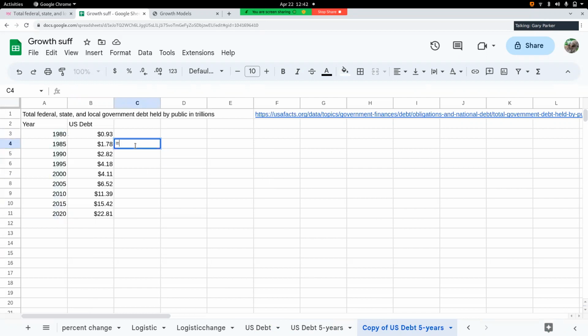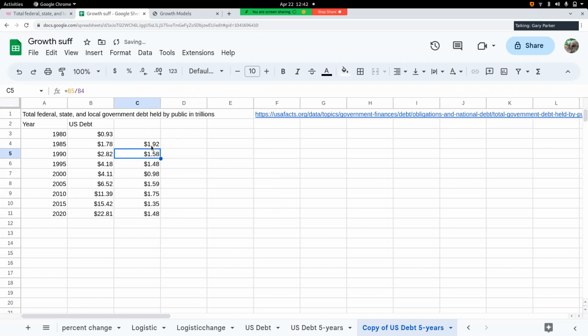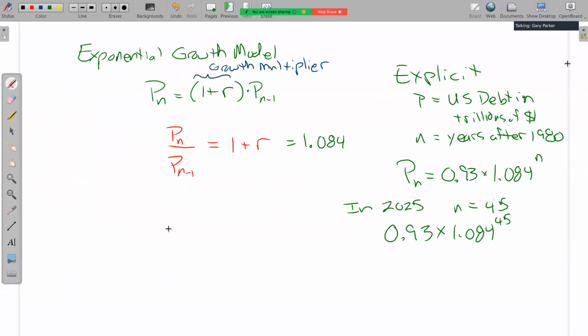I'm going to do kind of the same idea. I'm going to take the current amount, divide by the previous amount, and it gives me a multiplier, let's fill down, of 1.92, 1.58. Now that is a 5-year multiplier, not a 1-year multiplier, which is a bit more complicated. So a 5-year multiplier means that you basically have a 5th power floating in there. So it's like having the 1.084 to the 5th power.